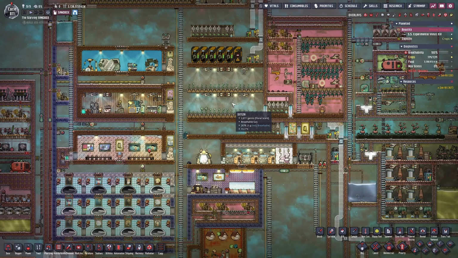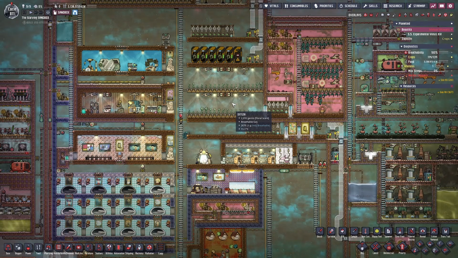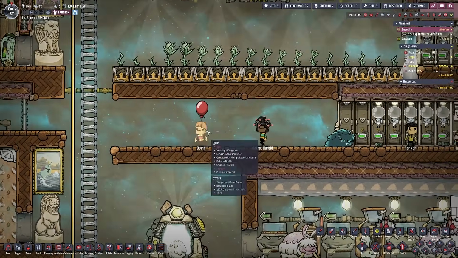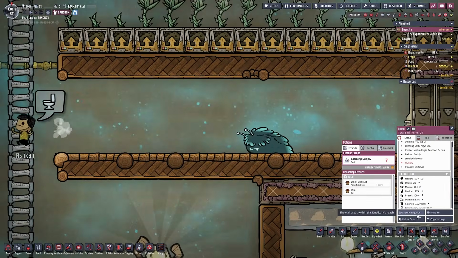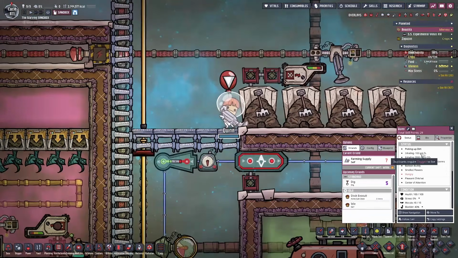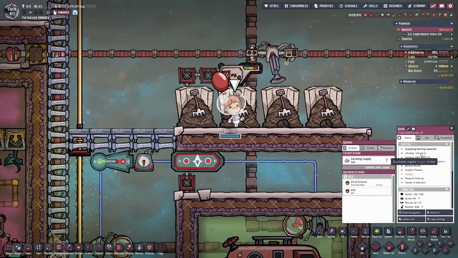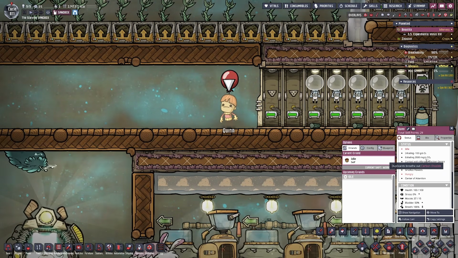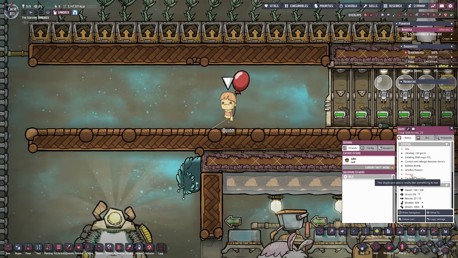So for starters, full sustainability is going to mean that you're supplying your duplicants with all of the requirements so they can live forever. So if we take a look at any duplicant, the game tells us exactly what we need in order to keep them alive. They're going to need 100 grams of oxygen per second. They're going to need a place to dump their carbon dioxide once they have used up the oxygen that they're inhaling. They're going to need to satisfy their hunger.